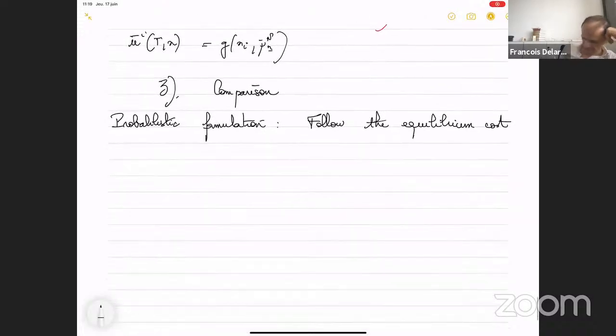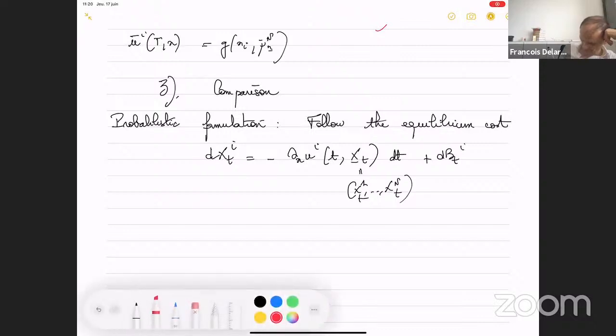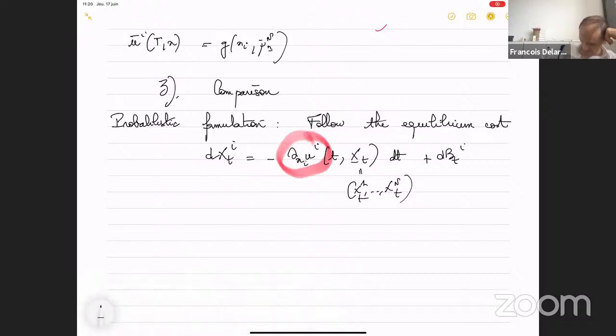So what does it mean? It means that we know that the particles at equilibrium are driven by this, so x underline t, so this is the whole system, dt plus dB_t^i. I'm sorry, I'm missing an i. There is an i here, so this is i, sorry about this. So here, this is really the feedback. So this is the equilibrium feedback with the minus. I'm sorry, there should be the minus inside. Equilibrium feedback as given by the Nash system.